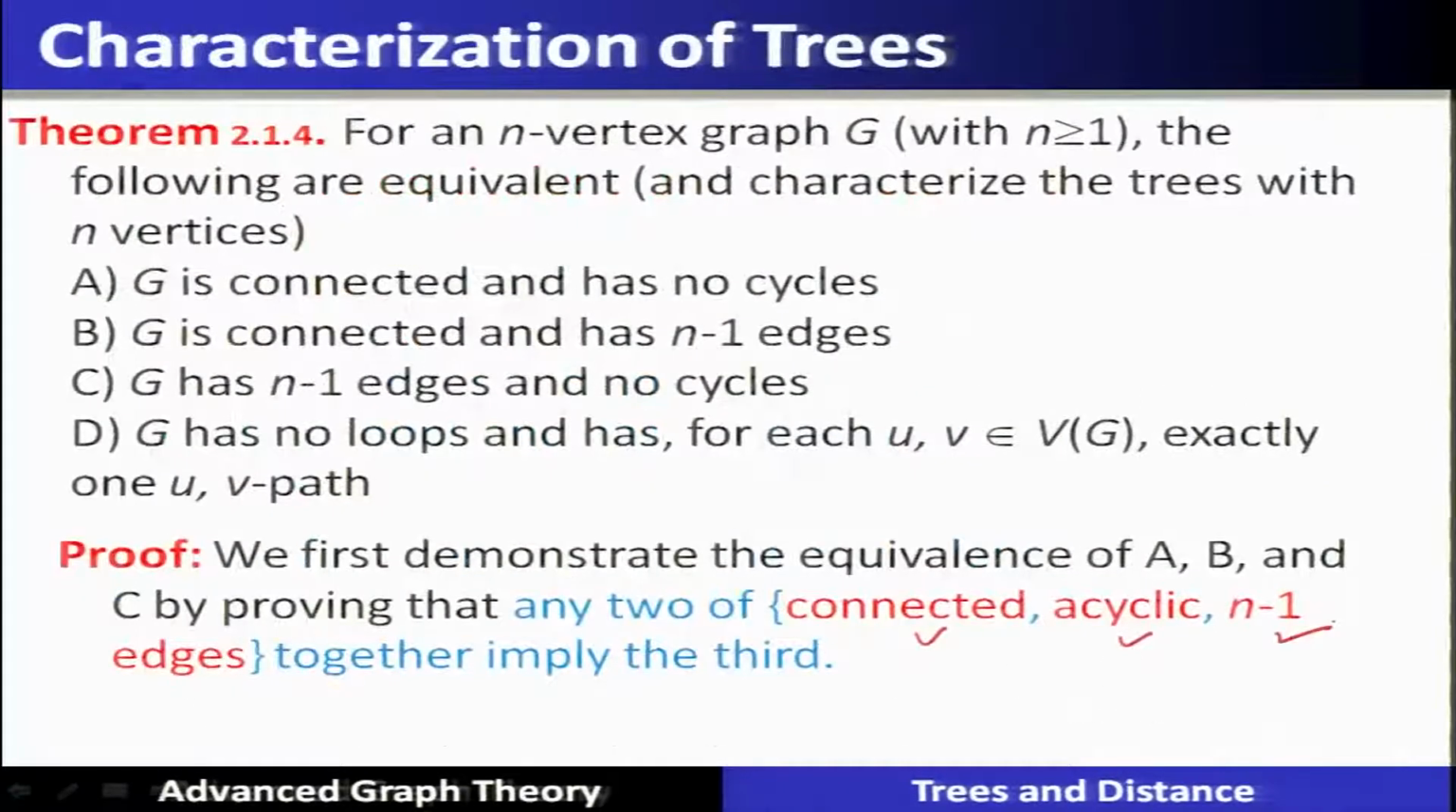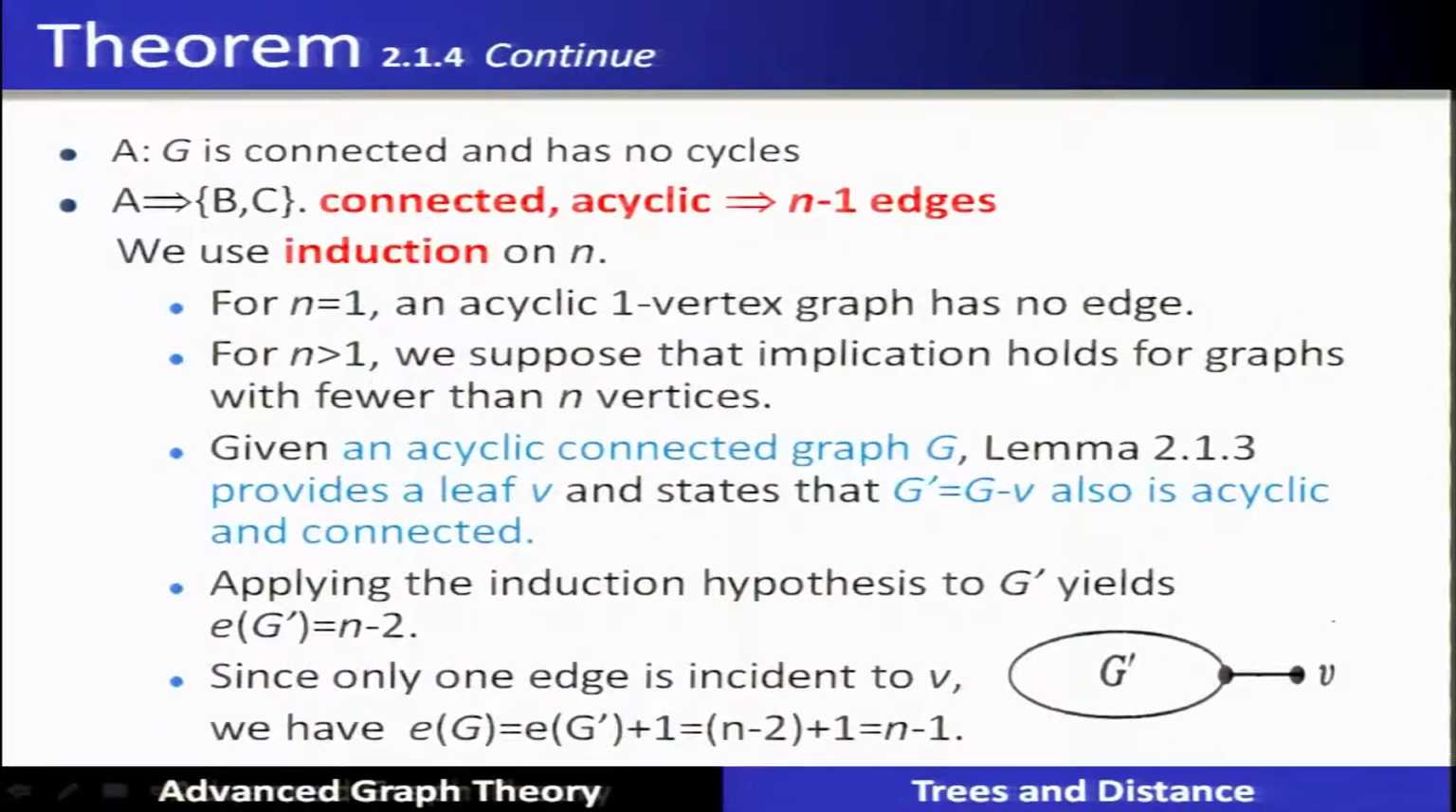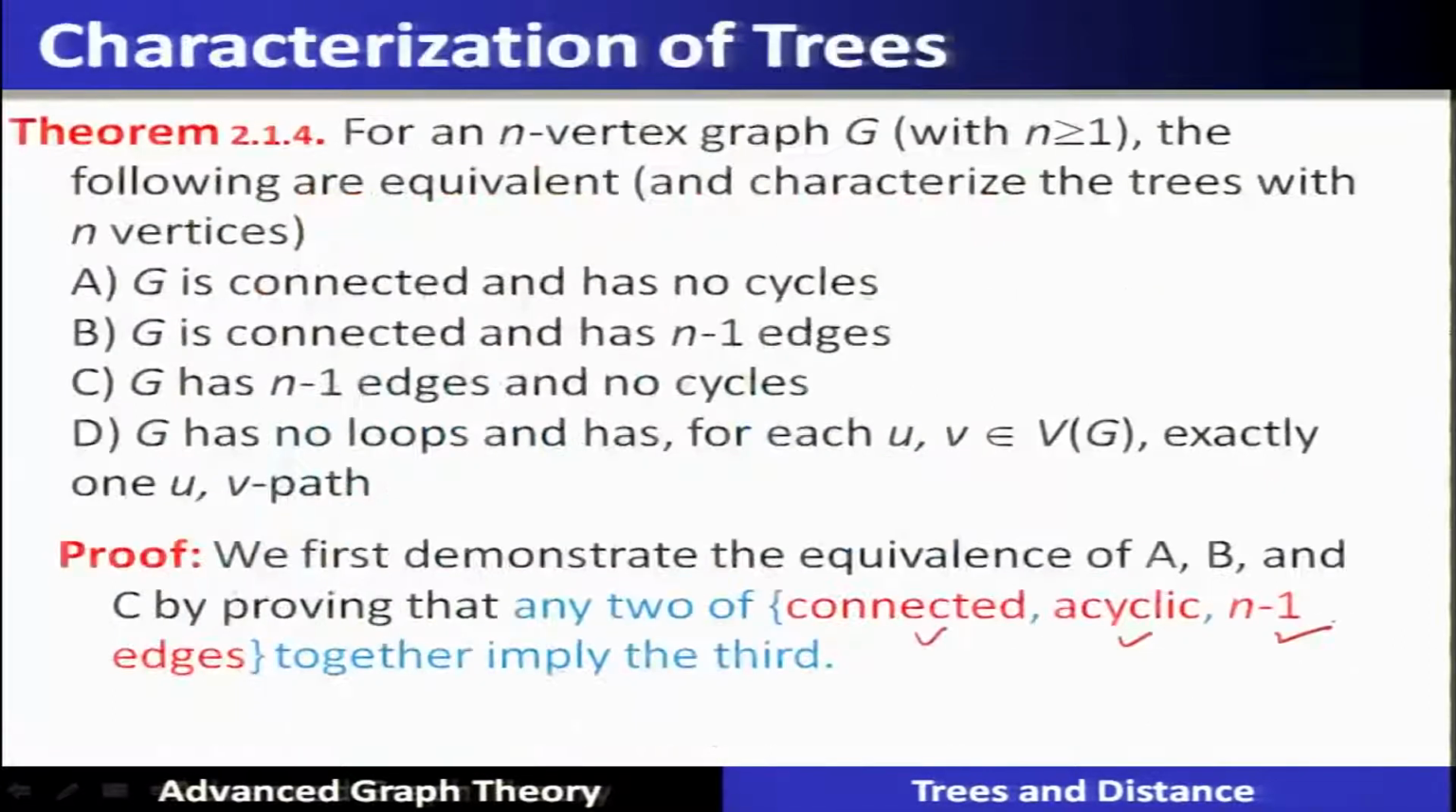This particular theorem has 4 different sub theorems which comprise this bigger theorem. The first theorem says that A, if a graph G is connected and has no cycles, is equivalent to the properties B and C. B and C have connected and n-1 edges, and n-1 edges and no cycles. Basically n-1 edges was not there in A. So connected and acyclic will imply that it has n-1 edges. Let us use induction on n.